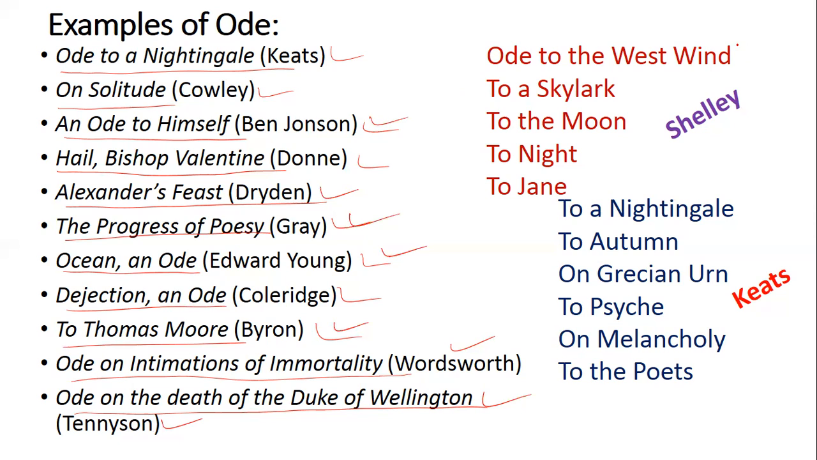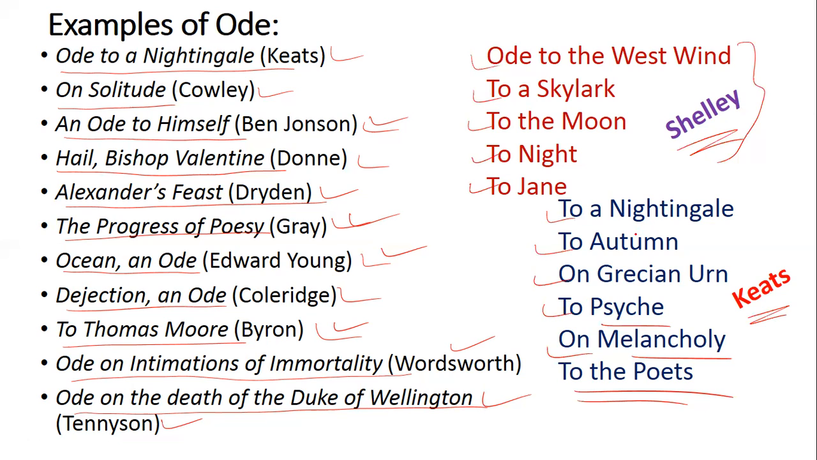Then here I have mentioned some of the important ones by P.B. Shelley. P.B. Shelley wrote Ode to the West Wind, To a Skylark, To the Moon, To Night, and To Jane. These are important odes from P.B. Shelley. Then Keats is important here. He wrote To a Nightingale, To Autumn, On a Grecian Urn, To Psyche, On Melancholy, and To the Poets. So these are important works by John Keats. So here To Psyche and On Melancholy can be asked, To a Nightingale can be asked in the exam, To the Poets can be asked.